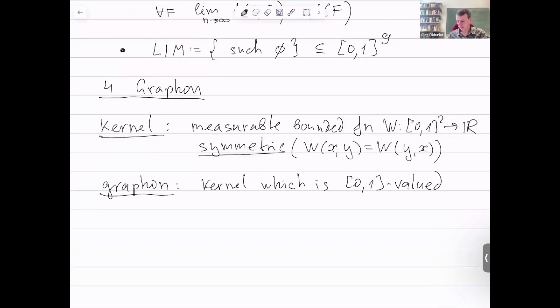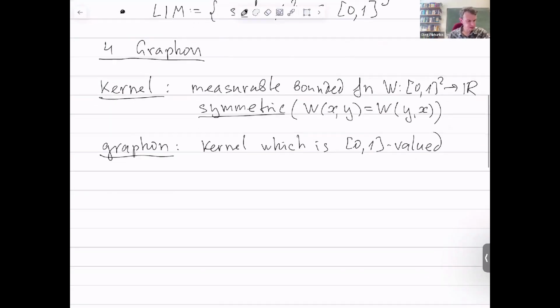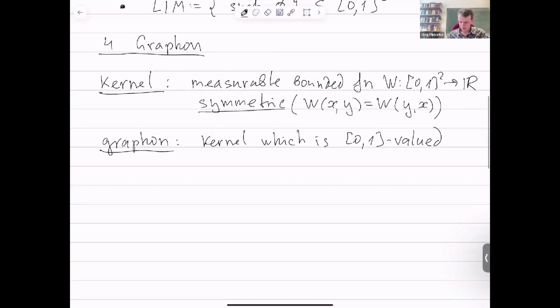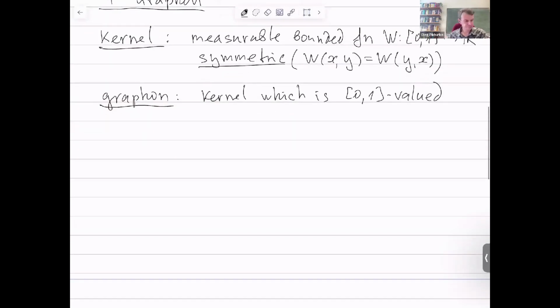So for every x, y, W evaluated at (x, y) is between 0 and 1. Maybe one analogy: if W assumes only the values 0 and 1, but not intermediate values, you can imagine it as a huge graph on the unit interval, where 0 or 1 tells you if points are adjacent or not. And symmetric means exactly that if (x, y) is an edge, then it doesn't matter in which order you take x and y.